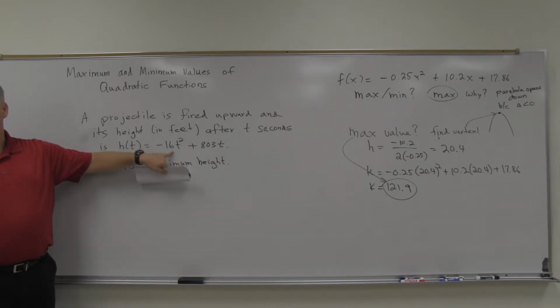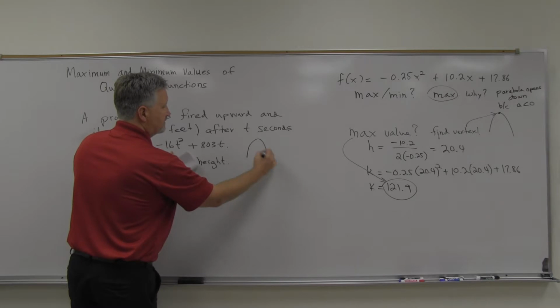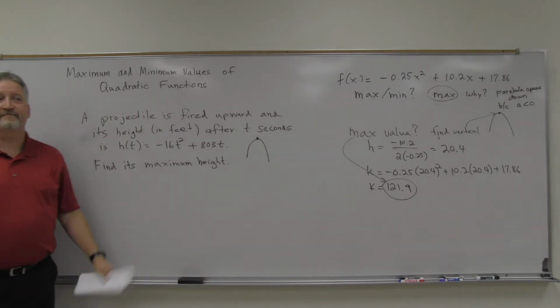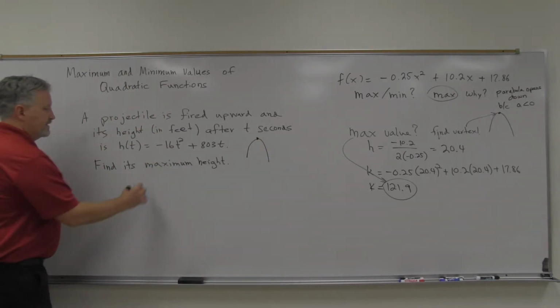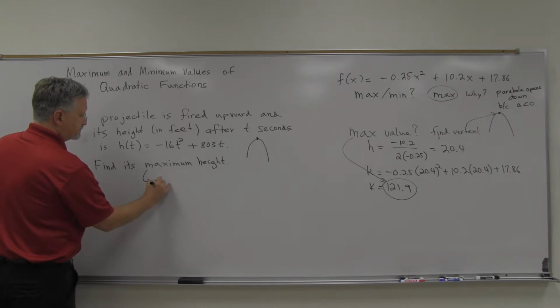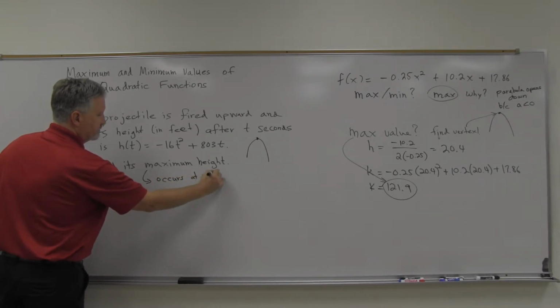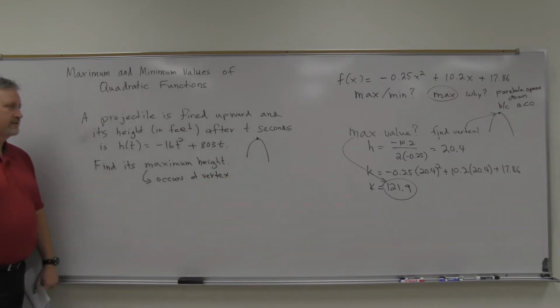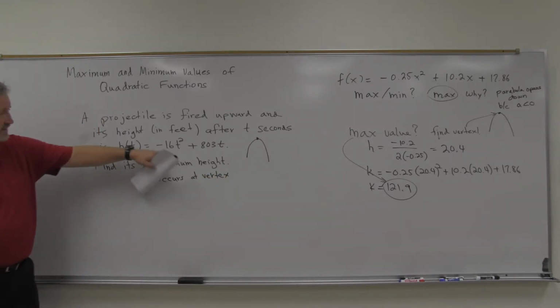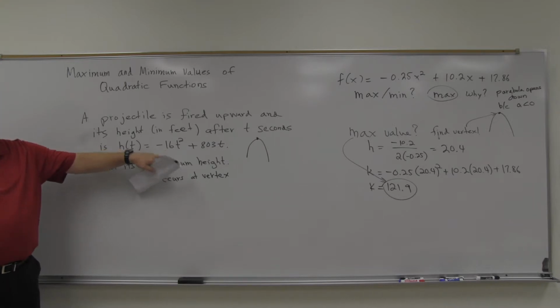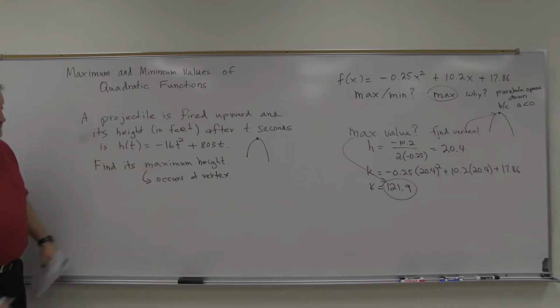think about the graph. It's a parabola, isn't it? And it's going to be opening downward. So the maximum is going to occur at the vertex. So the maximum occurs at the vertex. This is an opening down parabola. A is negative, so it's going to be opening down. It occurs at the vertex, so this is just finding the vertex again.